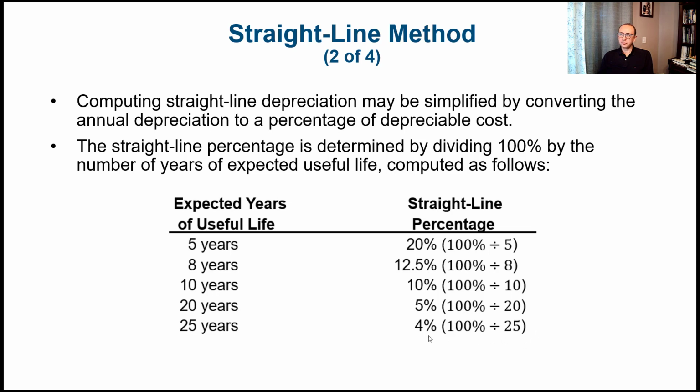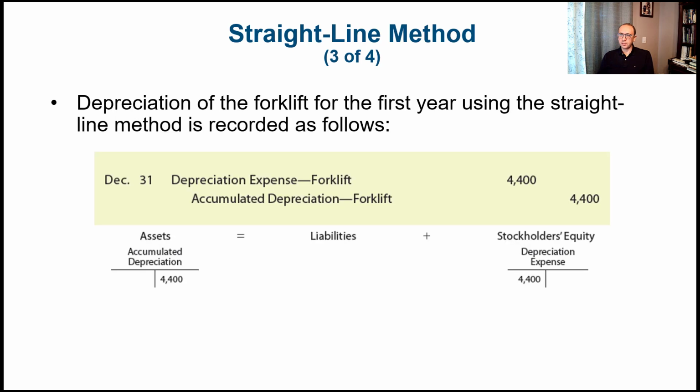So how would the adjusting journal entry look like under the straight line method? And by the way, the adjusting entry is the same. It's not going to be different from one method to another. The values would be different. So depreciation of the forklift for the first year using the straight line method would be on December 31st, and remember that's the date where we do the adjusting entries.